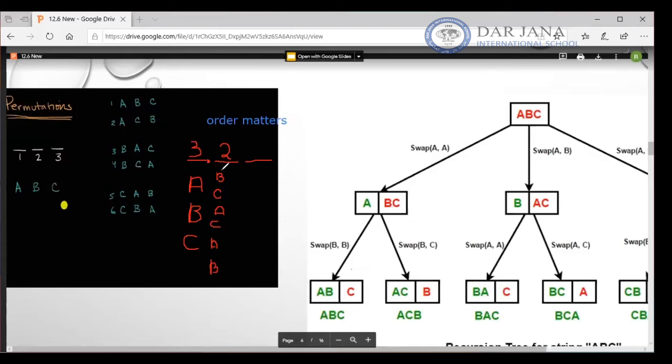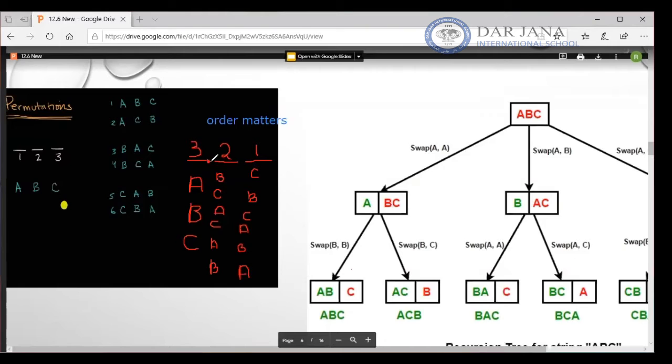Now for the third place, if I put A in the first, B in the second, I'm going to only have 1 option for the third, which is C. If you put A first, C second, I'm going to have 1 option, which is B. Let's continue the same work for the rest. If you put B first, A second, you're going to have C. Here you're going to have A. Here you're going to have B. 1 option. Here you're going to have A.